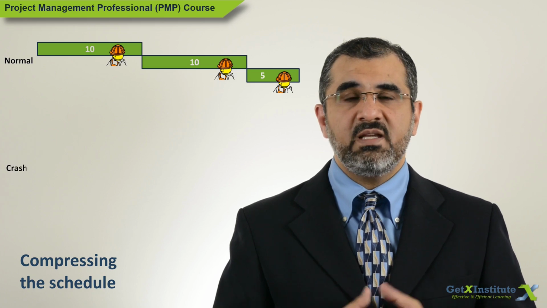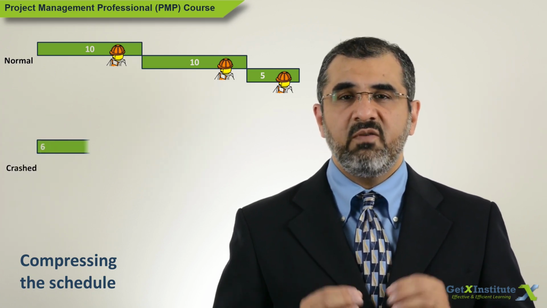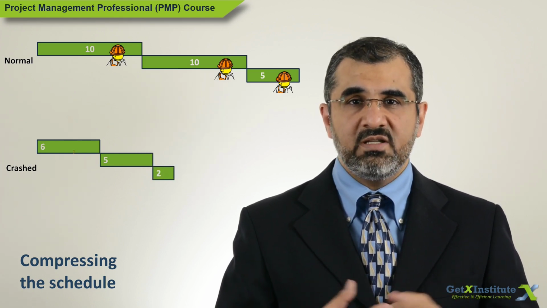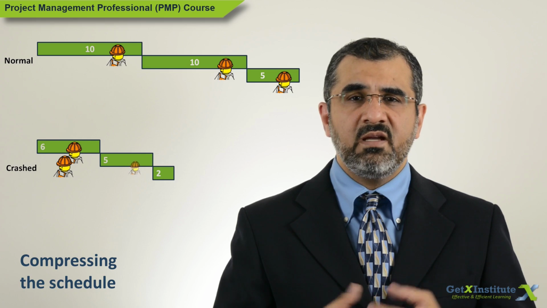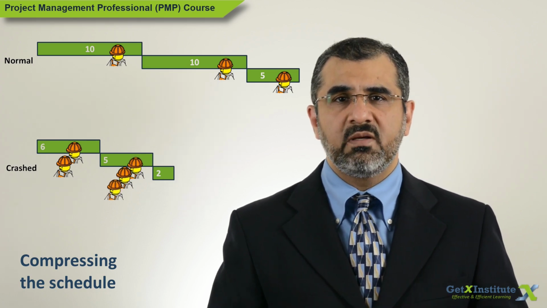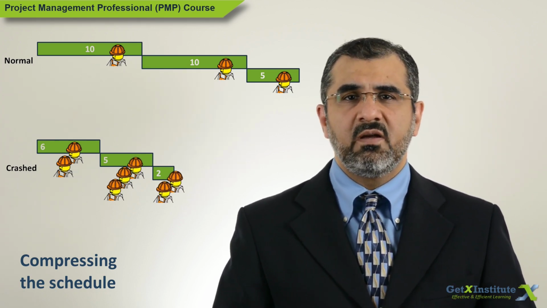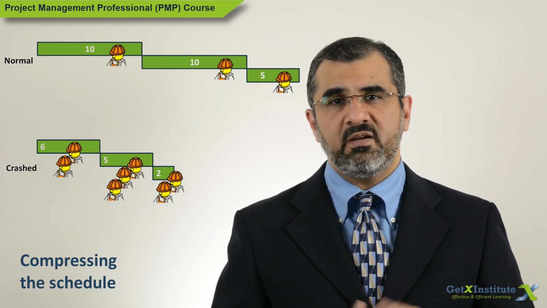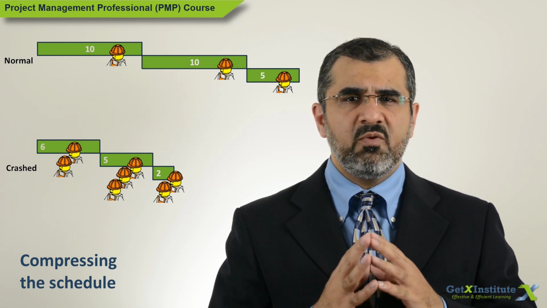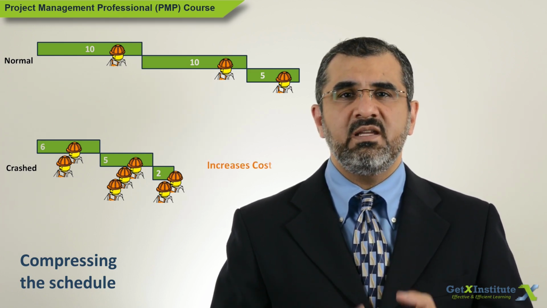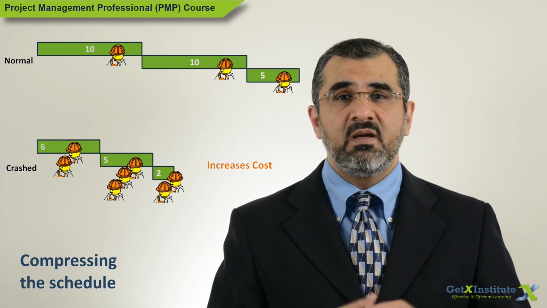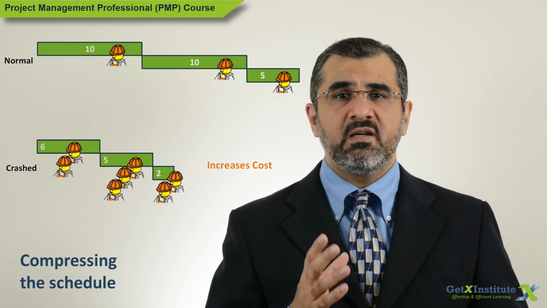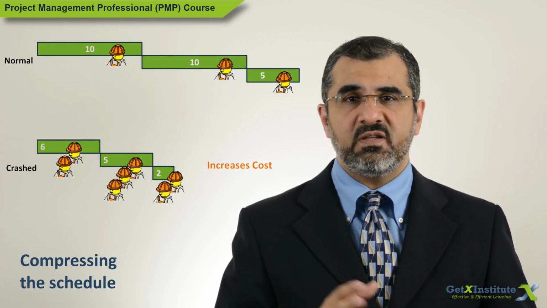One compression method is called crashing, which is shortening the schedule by engaging additional resources, making the resources work overtime or over the weekend, or paying an incentive to a seller to finish the work earlier. Crashing in most cases will result in an increase in cost and can sometimes result in increasing the risk. Remember one thing, that critical activities should be crashed first.